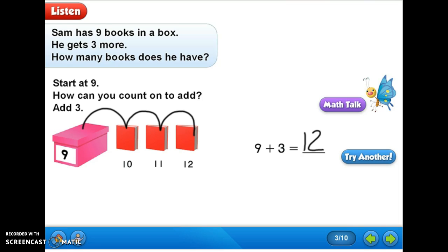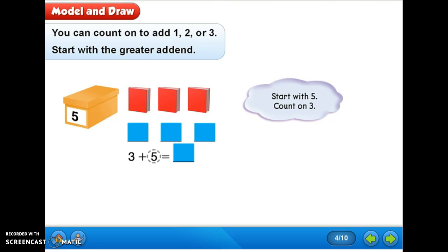All right, turn the page to 138. Turn the page to 138. So that's your next page. All right, we're up in the top, in the pink box. It says you can count on to add 1, 2, or 3. Start with the greater addend, and then count on.